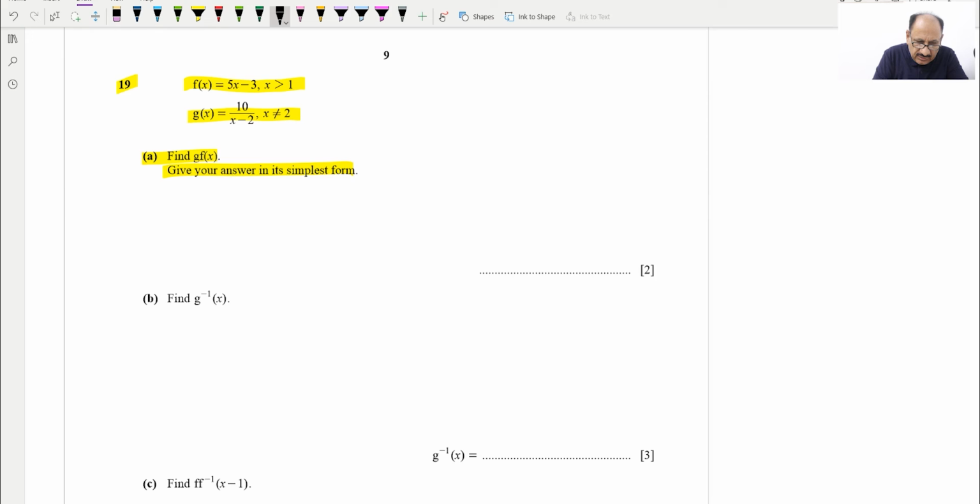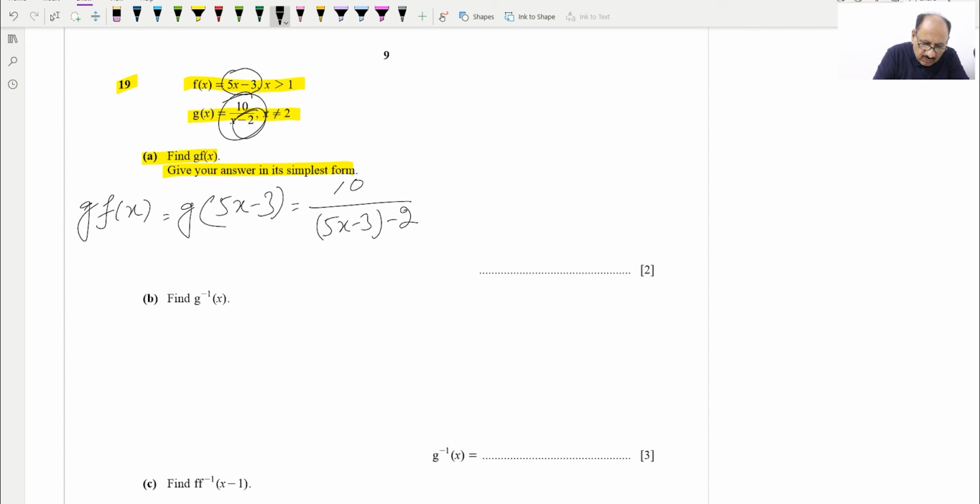So f of x is given, so we can use f of x as this one. We will write g of f of x, and replace the value. So this will be equal to g of 5x minus 3. In this one x will be replaced by 5x minus 3, so 10 as it is over 5x minus 3 in brackets, minus 2.